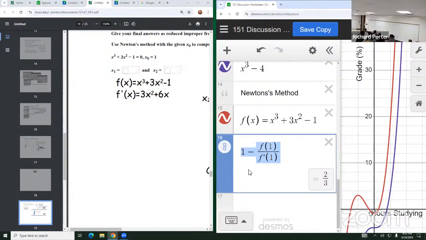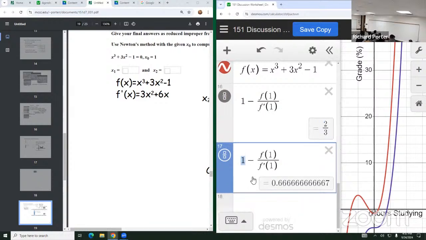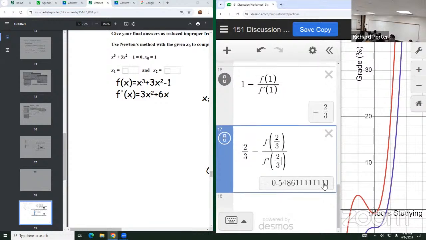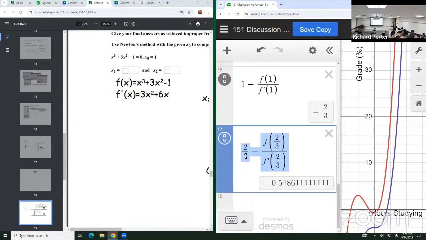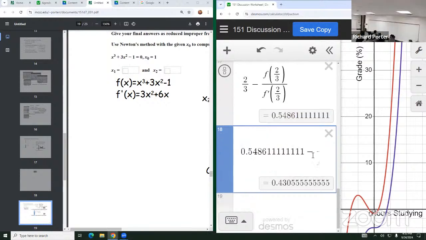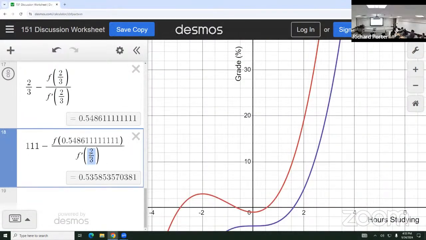So let me copy this again. Copy. Paste, and I'm going to replace all those ones with the 2/3 that I got. Now this is the next guess, let's try 2/3. And then I get this number. Okay, I'm going to copy it and paste it. I'm going to take this number right here and put that in for all of these. Paste. Let me make it bigger. Paste.